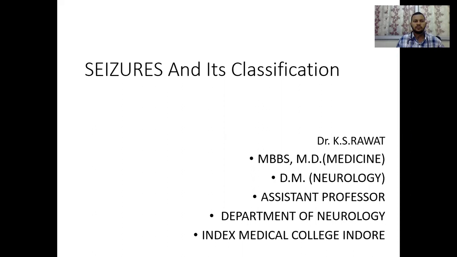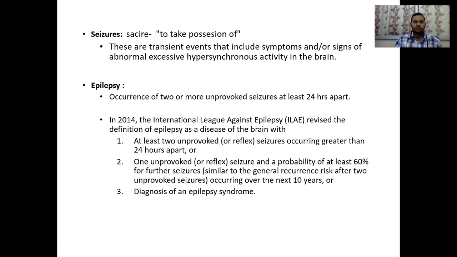Hello everyone. Today we will discuss seizures and their classification. Seizures are transient events that include symptoms and signs of abnormal, excessive, hypersynchronous activity in the brain.